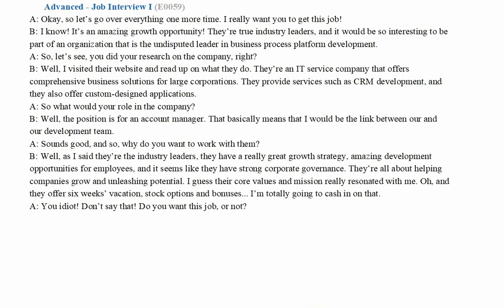So what would be your role in the company? Well, the position is for an account manager. That basically means that I would be the link between our clients and our development team. Sounds good. And so why do you want to work with them? Well, as I said, they're the industry leaders. They have a really great growth strategy, amazing development opportunities for employees, and it seems like they have a strong corporate governance. They're all about helping companies grow and unleashing potential. I guess their core values and mission really resonated with me. Oh, and they offer 6 weeks vacation, stock options, and bonuses. I'm totally going to cash in on that. You idiot! You don't say that. Do you want this job or not?